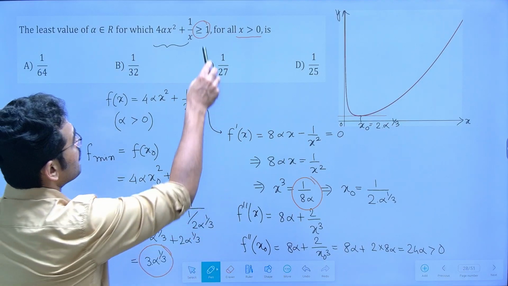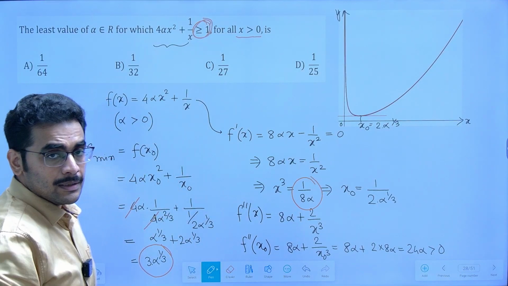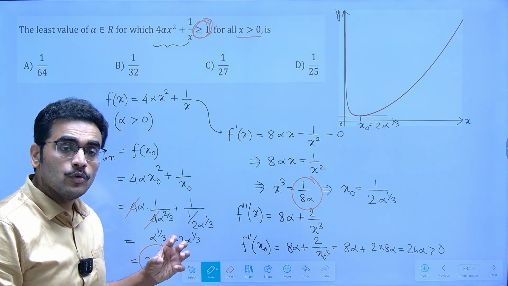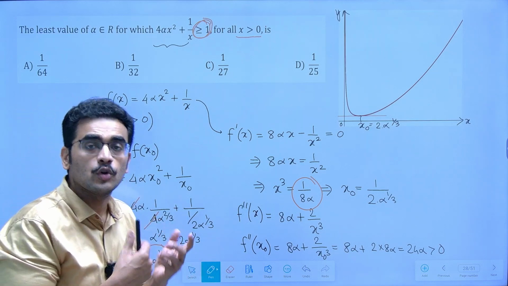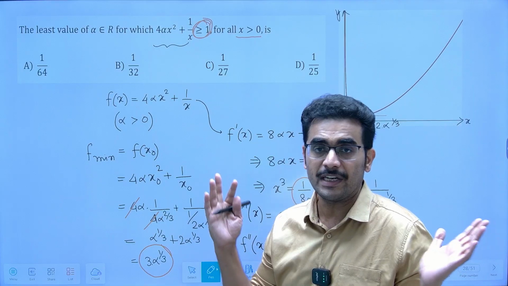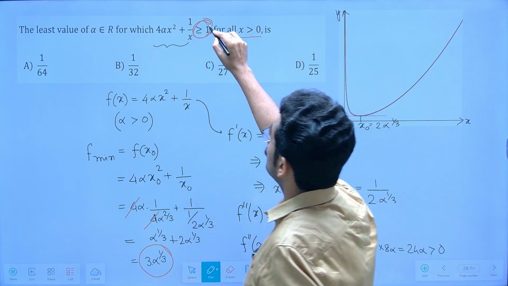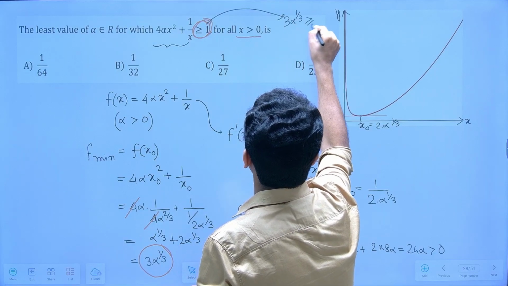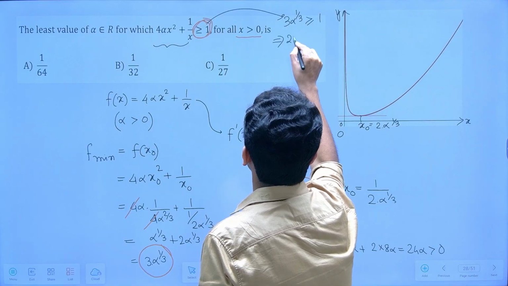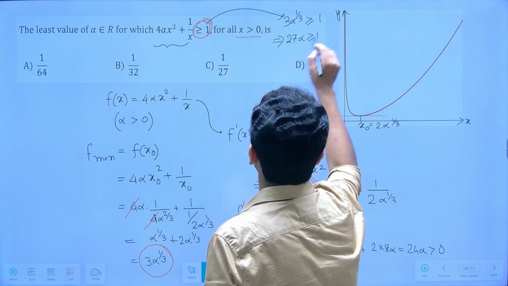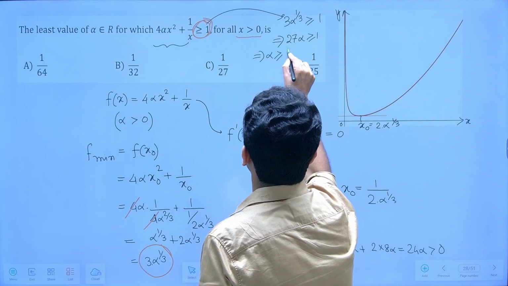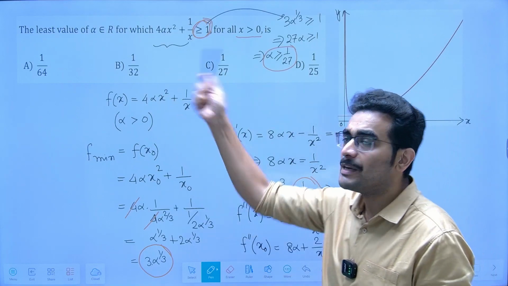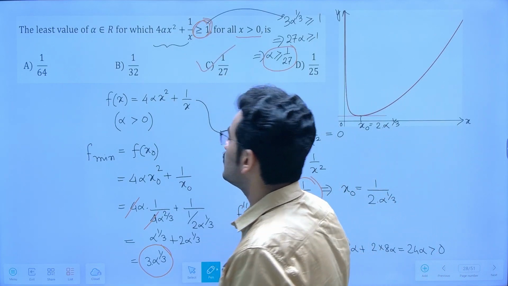And we need to make sure that f(x) is always more than or equal to 1. How can we guarantee that? We have to make sure that the minimum value is more than or equal to 1. If the minimum value is more than or equal to 1, then every other value must be more than or equal to 1. So to achieve this, we apply the condition that the minimum value of the function, 3 alpha to the power 1 by 3, should be more than or equal to 1. Cubing both sides, 27 alpha should be more than or equal to 1. So that will imply alpha should be greater than or equal to 1 by 27. So what is the minimum value of alpha? The minimum value of alpha is 1 by 27.